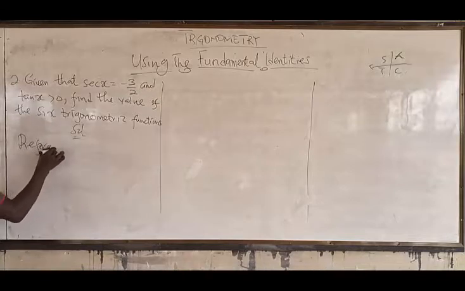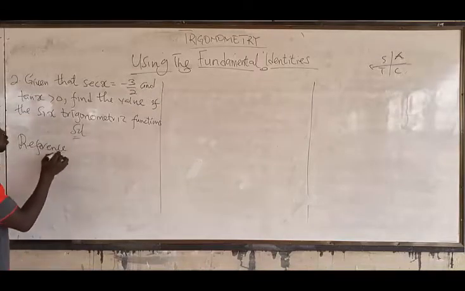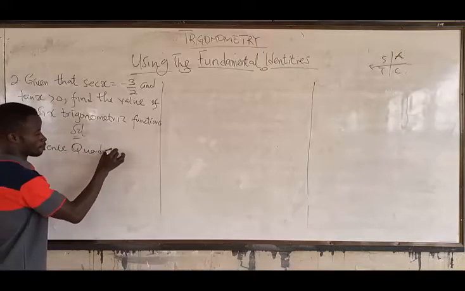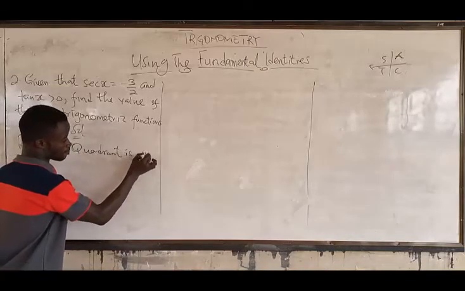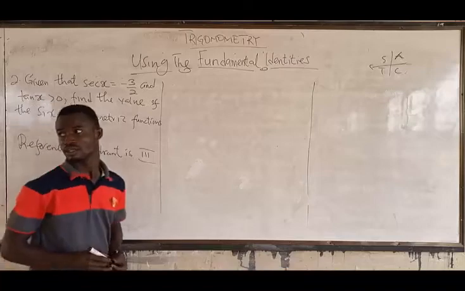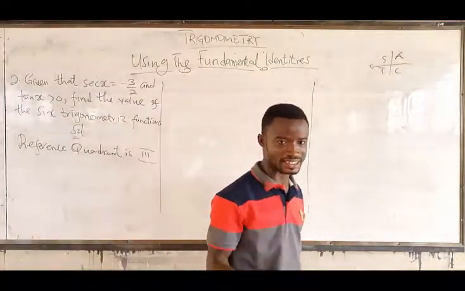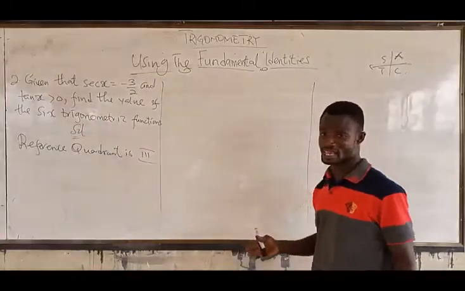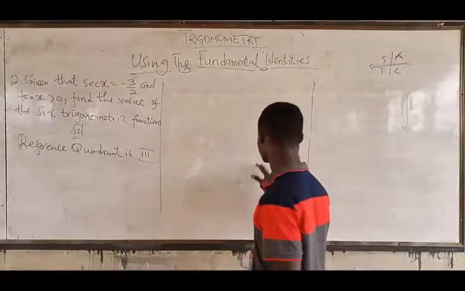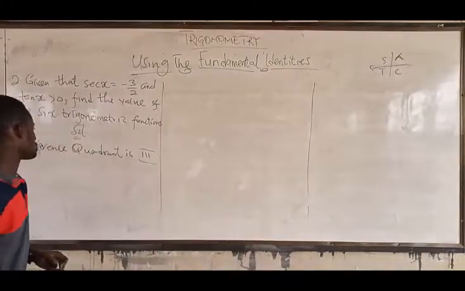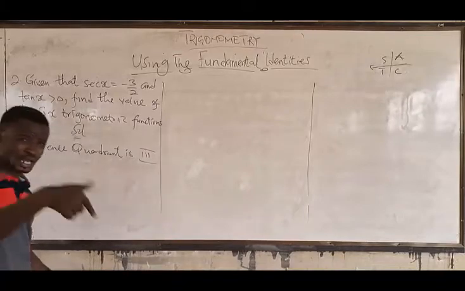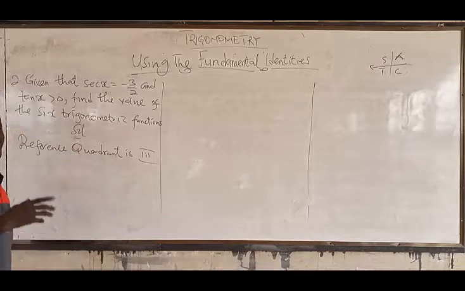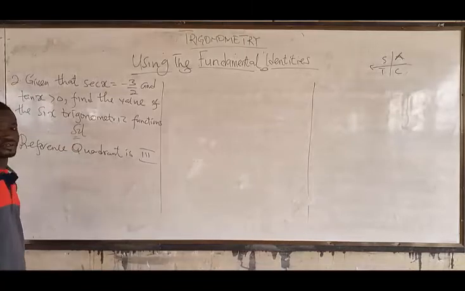So the reference quadrant is the third one. The reference quadrant is the third one. I hope it's clear. Very good. So let's move on. In case it's not clear, you can play back the explanation again for you to really know how to identify the quadrant.